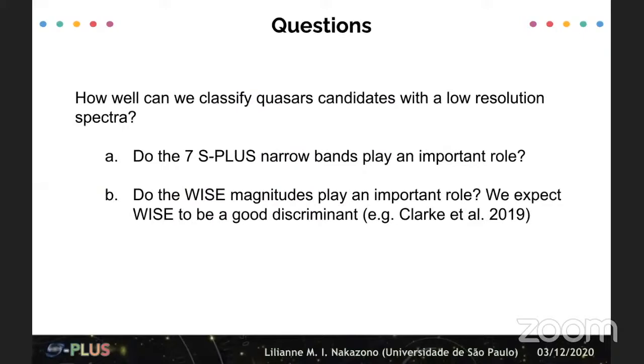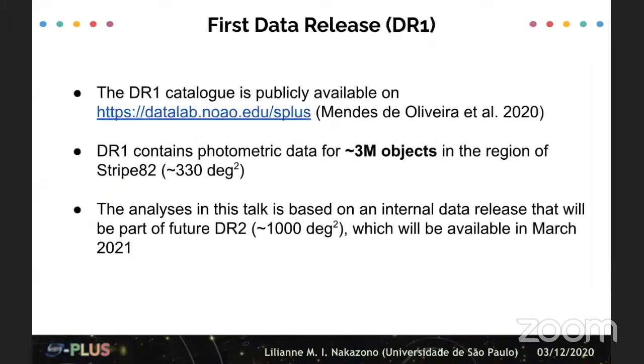The question is, how well can we classify quasar candidates with low-resolution spectra? Moreover, do the S-PLUS narrowbands play an important role in this classification, compared, by the way, with an analysis with only 5 broadbands? And what about WISE magnitudes, for instance? These are the questions that I'm trying to answer with this analysis.